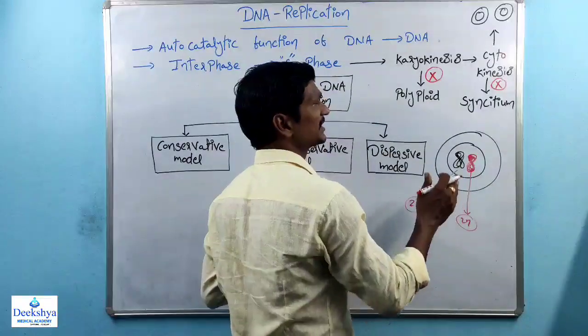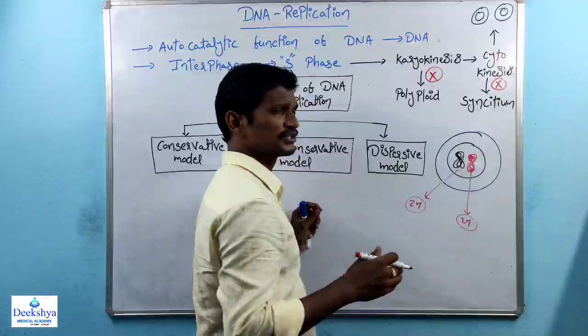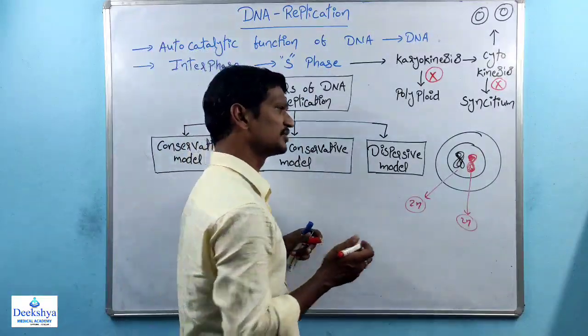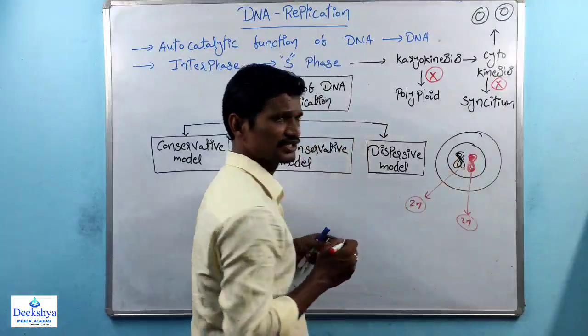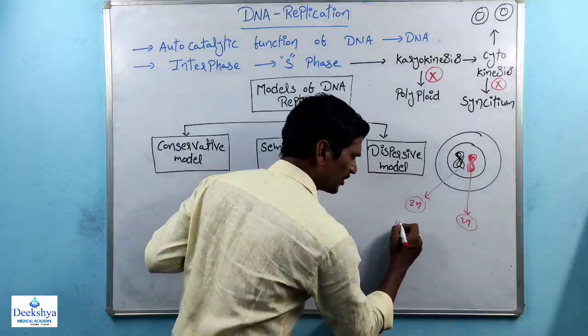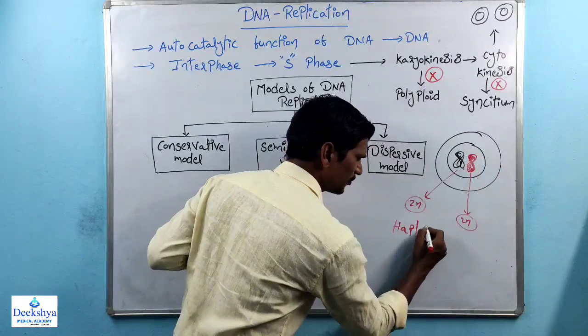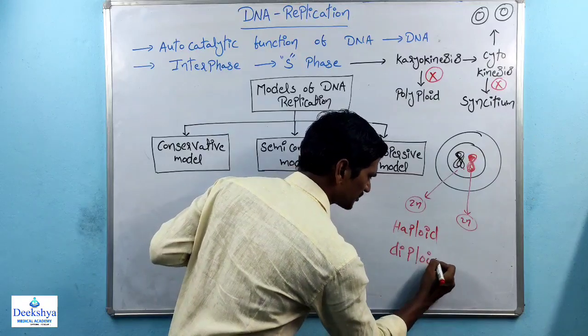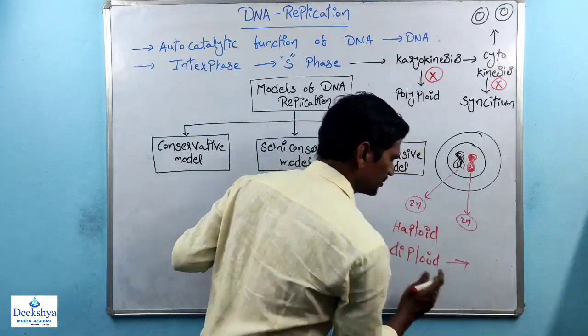But in certain cases, karyokinesis is absent. If karyokinesis is absent, what happens? The condition is called polyploidy. Generally, we have seen there is a haploid state, and in certain cases a diploid state. Generally, in mitosis, the condition is the diploid state only.